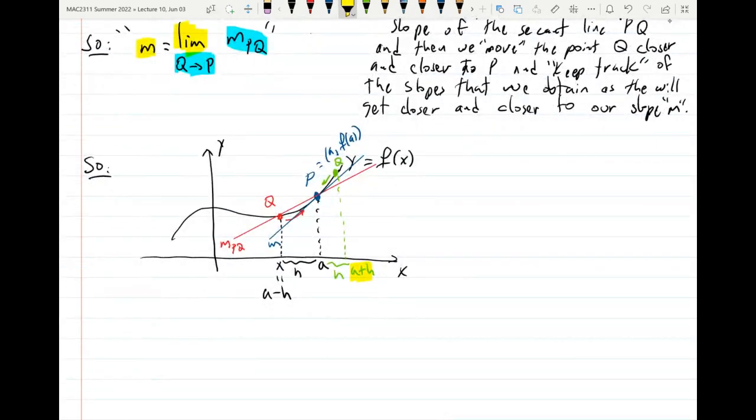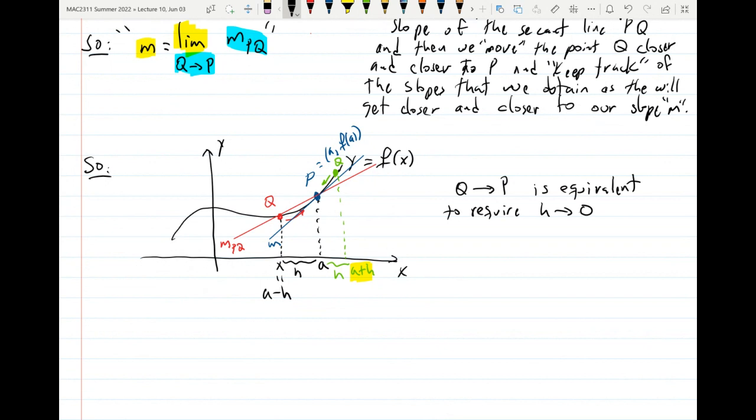All right, so the point is that it's pretty easy to talk about Q. Basically, we look at the x value of the point Q, which is a distance h from a. And how do we say that Q gets close to P? Well, that's the same thing as saying that h approaches zero. So let me say that Q approaches P is equivalent to requiring that h approaches zero.